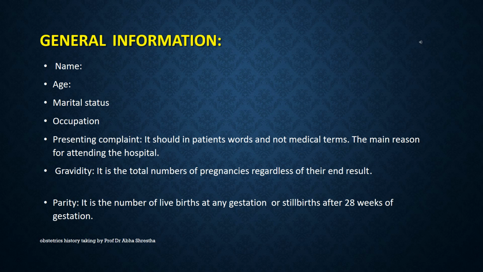Then gravidity. It is the total number of pregnancies regardless of their end result. Parity. It is the number of live births at any gestation or stillbirths after 28 weeks of gestation.